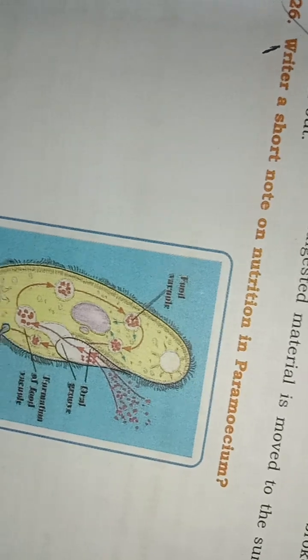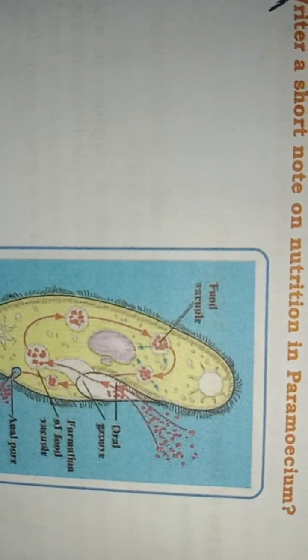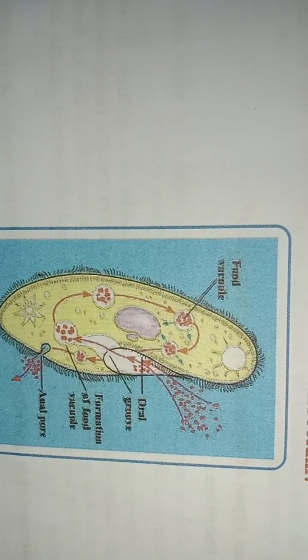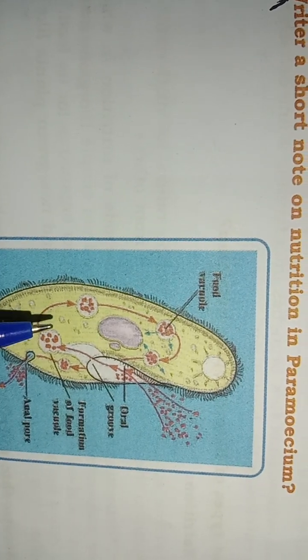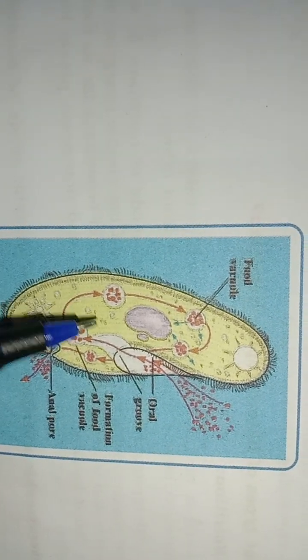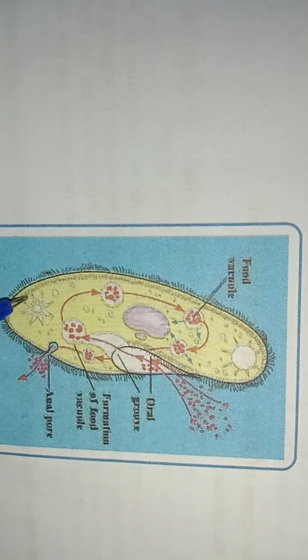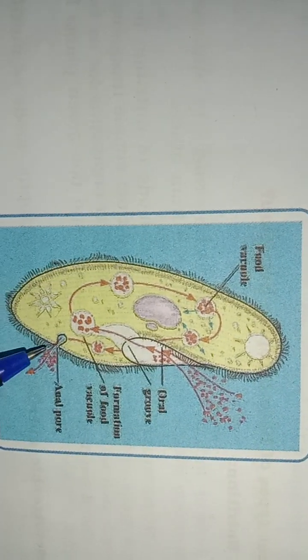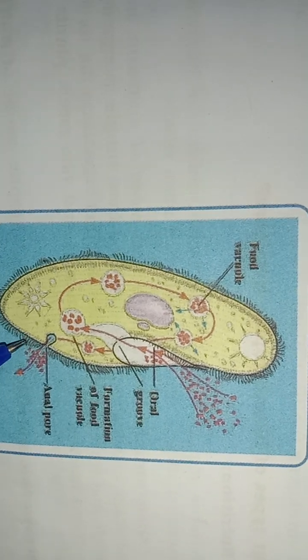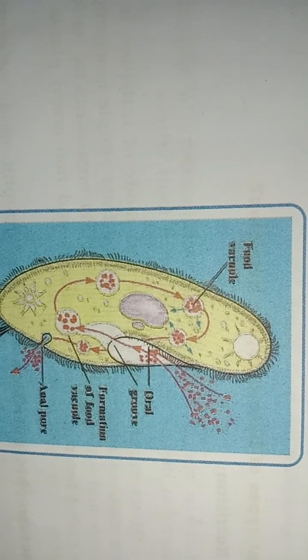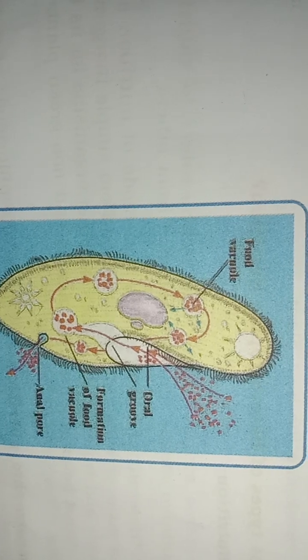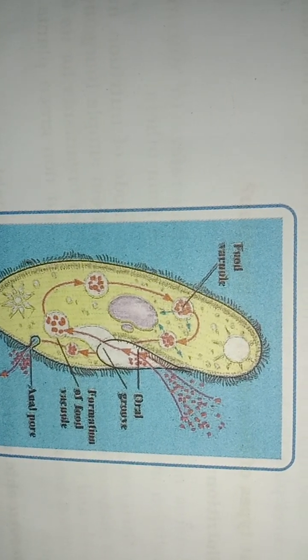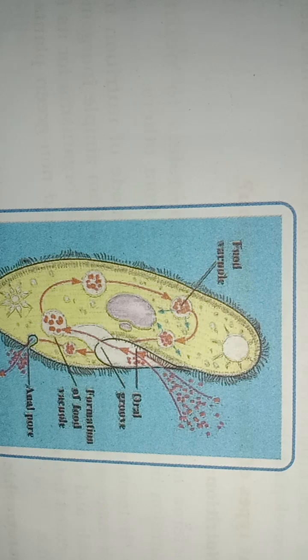Next we have paramecium. Nutrition in paramecium. Paramecium is also a unicellular organism, right? It has a fixed shape. The shape will not change, but if you see the body structure, you will find some hair-like structures, right? These are called cilia. With these hair-like structures, it moves to and fro.